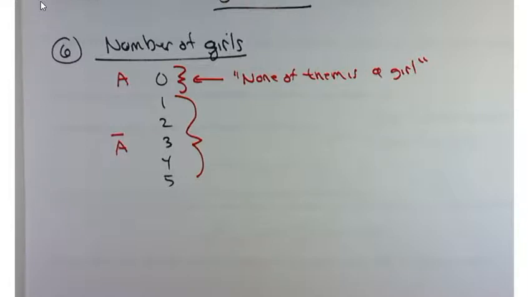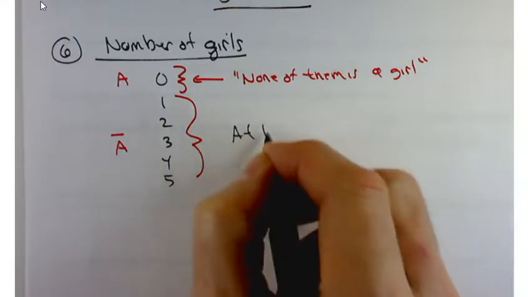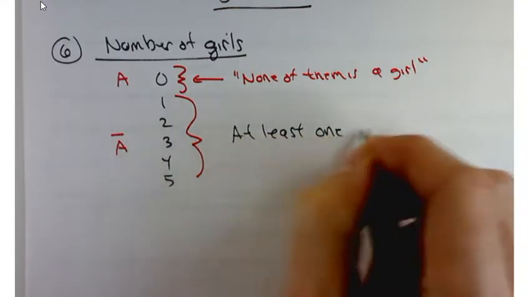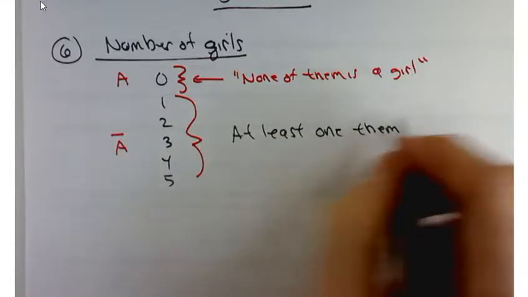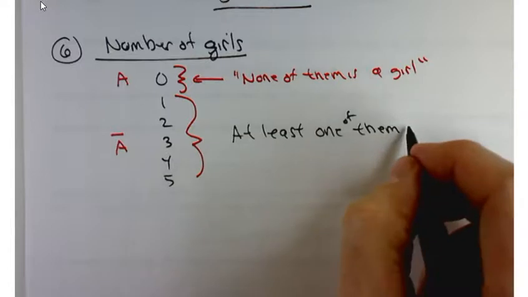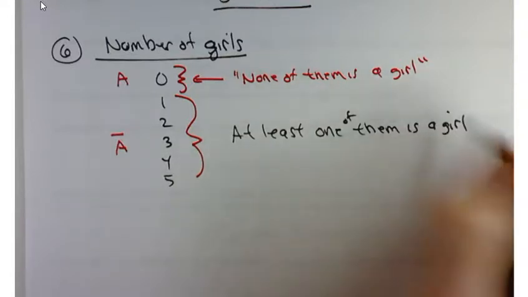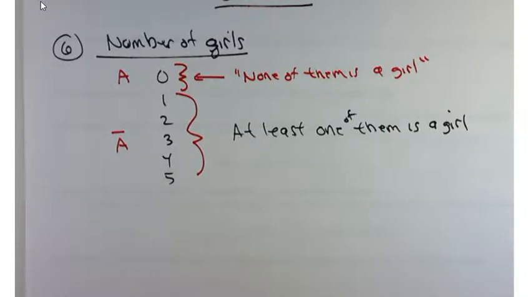Yeah, at least one of them is a girl. Exactly what I would have chosen. Thanks, Dan. So at least one of them is a girl. Okay, so that's your complement. And a lot of times, your clue in these types of problems to use the complement is if you're seeing at least or at most. If you see those words as part of the problem, then that's telling you that you should probably be using the complementation rule as part of your calculation.